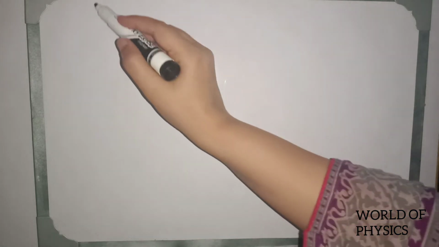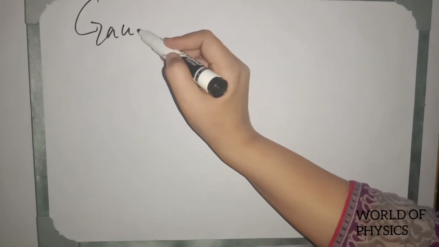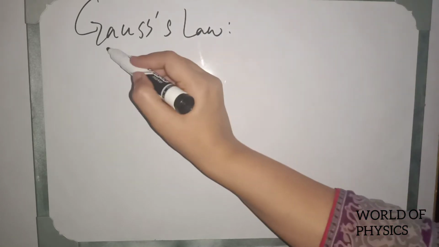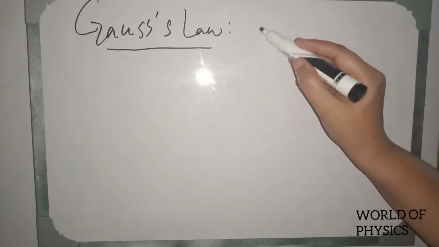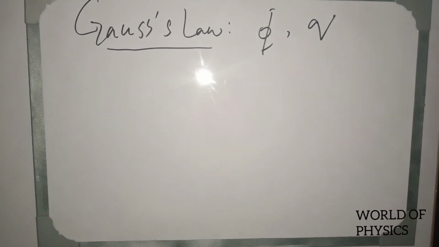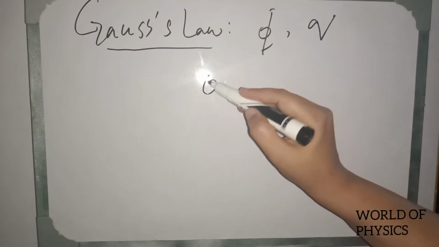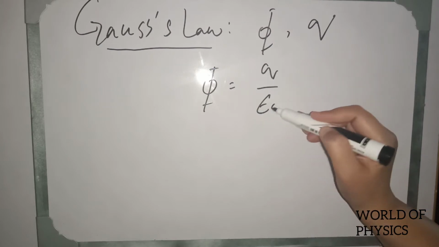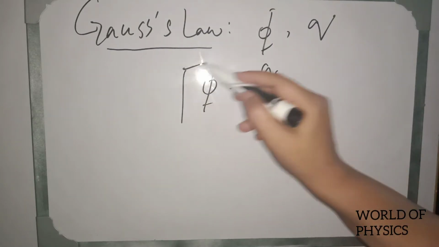Today we have to discuss a very important law, Gauss's law. Gauss was a scientist and a mathematician, a German mathematician. He provided a relationship between net electric flux phi and charge q enclosed by a closed surface, with a derivation of phi is equal to q divided by epsilon naught. This is called Gauss's law.